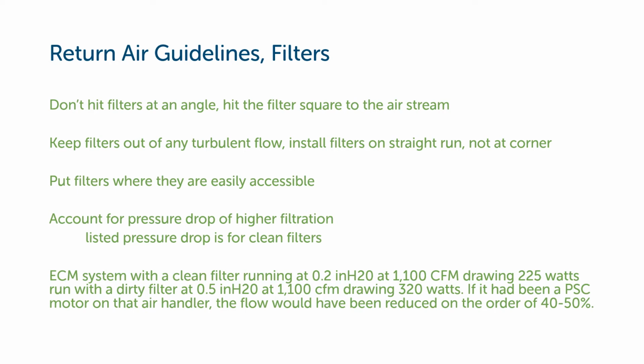An ECM blower motor with a clean filter running at 0.2 inches water column and 1100 CFM is going to draw about 225 watts. If that filter gets dirty and now we have 0.5 inches water column, we're still going to get 1100 CFM because that ECM motor is going to ramp up to overcome the pressure of that dirty filter. And it's going to use 320 watts. So, maybe that's okay. We're going to use more wattage, but it's still going to be able to do the work.